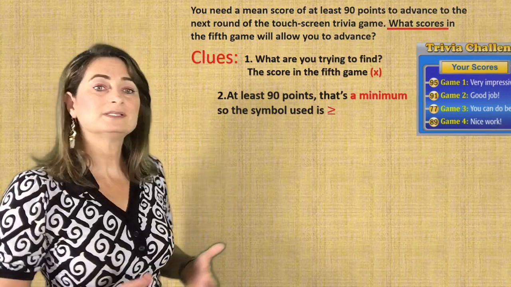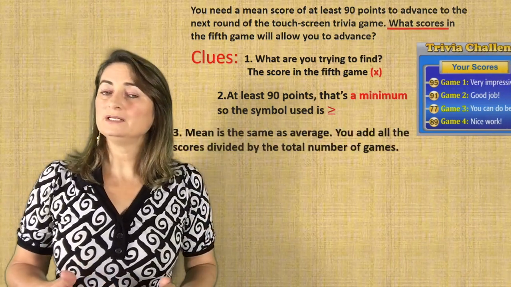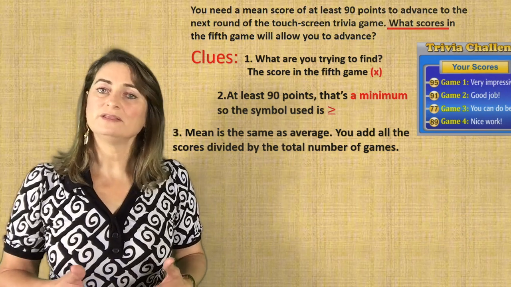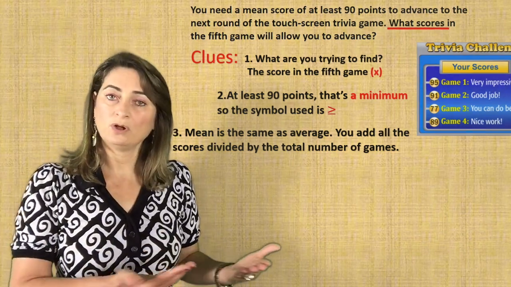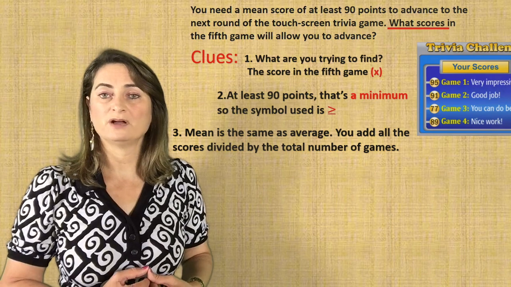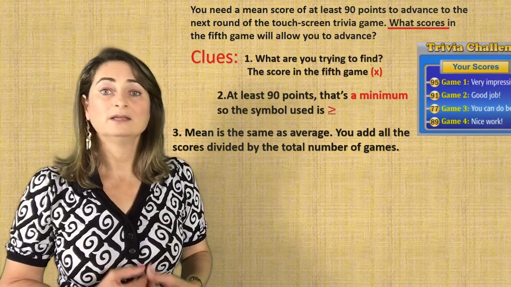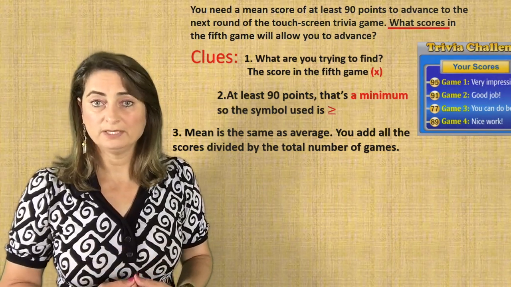Now the 3rd clue is mean. If you remember, mean is the average. And how do you find the average of something? You add up all the scores and you divide them by how many games you had. That gives you the average, or the mean.